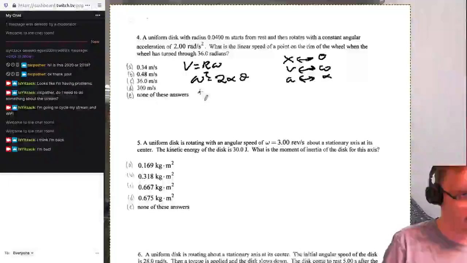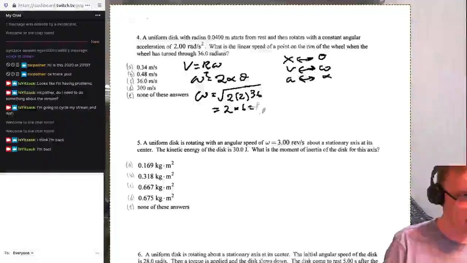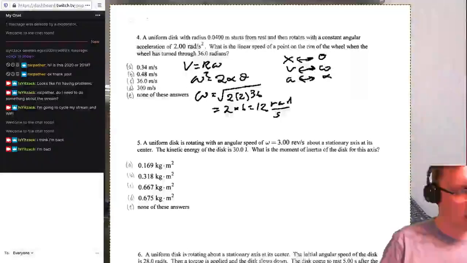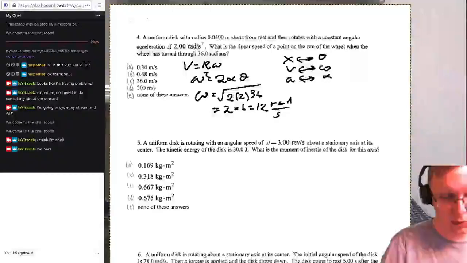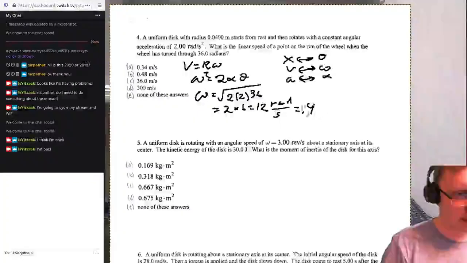So omega is equal to the square root of 2 times alpha, which is 2, times theta, which is 36. That turns into 2 by 6 is 12. So this is 12 rads per second. So here we have our omega, and we need to multiply that by 0.04. Not being entirely familiar with those things, I'll bet that it comes at 36. Nope, can't be 36. 12 times 0.04 is 0.48. This is 0.48 meters per second.